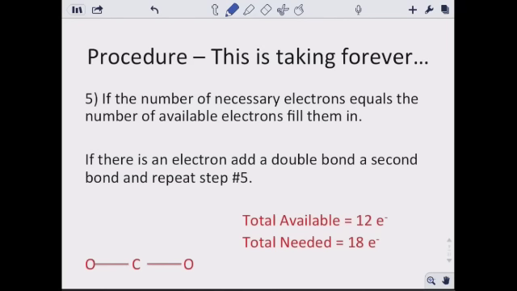If there's an electron shortage, add a double bond, a second bond, and repeat step 5. So what we do is we have 12 available, and 16 needed. So what we do is we make a double bond. Boom.